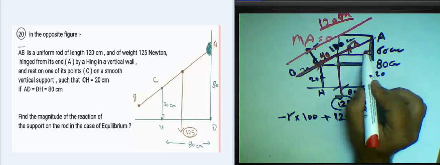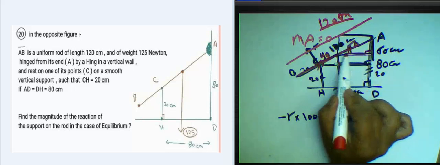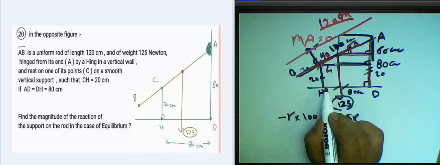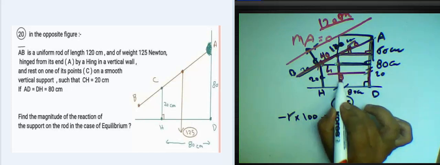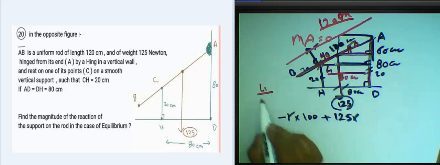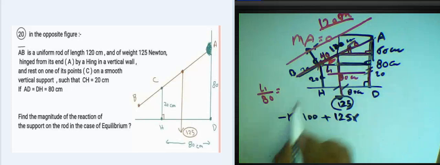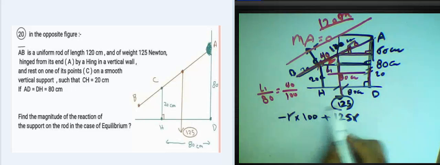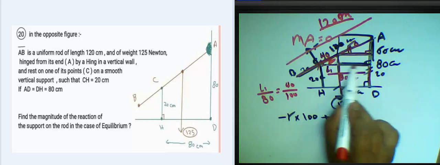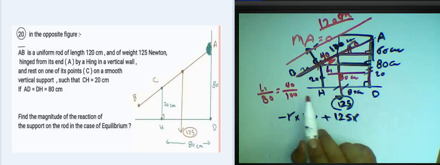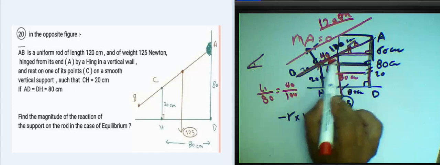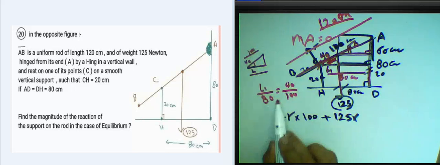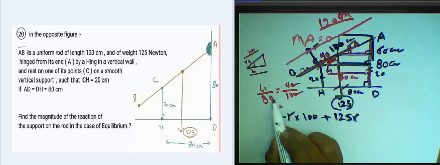Okay, and it's perpendicular to this side. We want to find the length here. We know this part equals 20 centimeter. We call it L1, and the length here equals 80 centimeter. We can find the ratio between L1 and 80. You can write the similarity between the small triangle here and the greatest triangle. L1 over 80 equals 40 over the length here, 100. Understood? I will find the length L1. To find this part, 80 subtract L1. L1 divided by 80 equals 40 divided by 100.